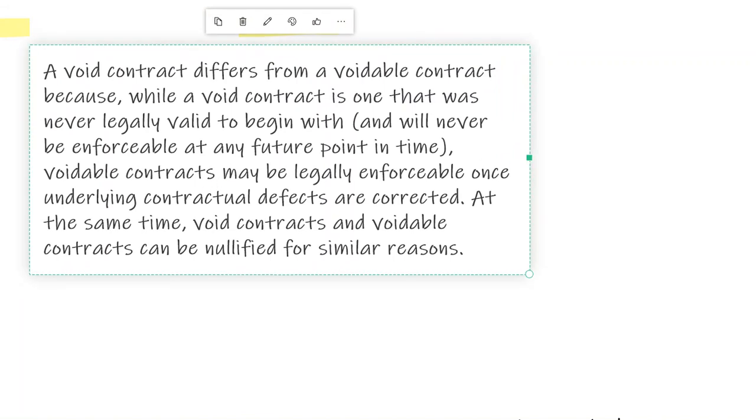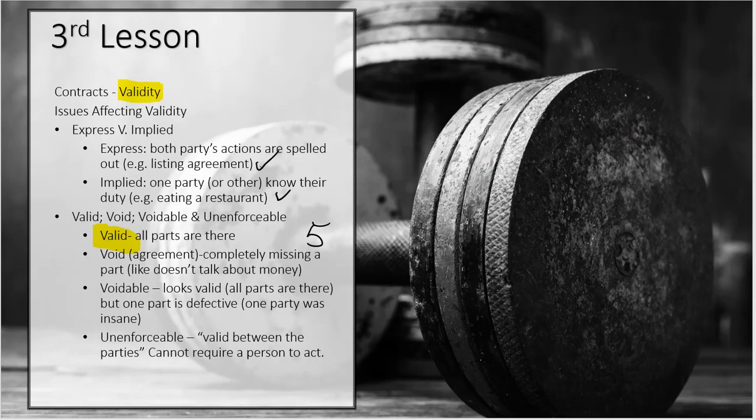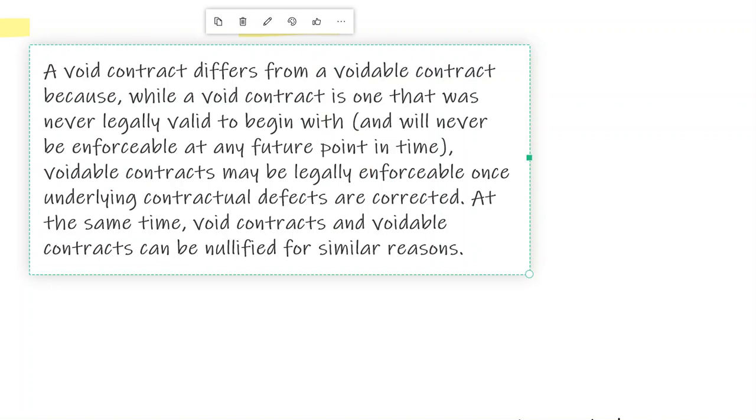All right? A void contract differs from a voidable contract because a void contract is one that was never legally valid to begin with, and it was never enforceable at any point in the future either, because it is never even a contract. If you go back and look, I use the word agreement. Because void is never a contract at all. It never even was a contract. It is completely missing one of the elements.